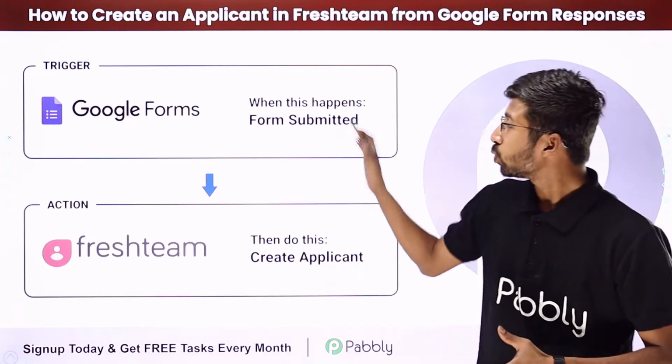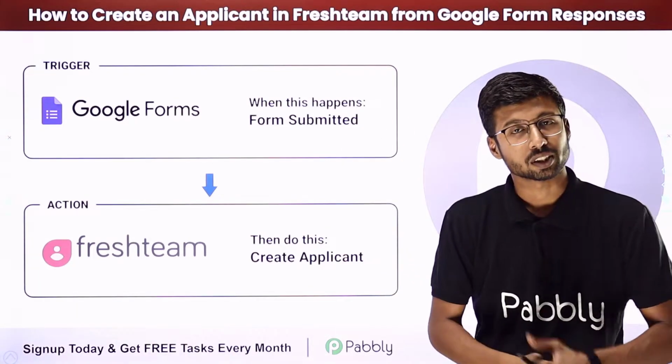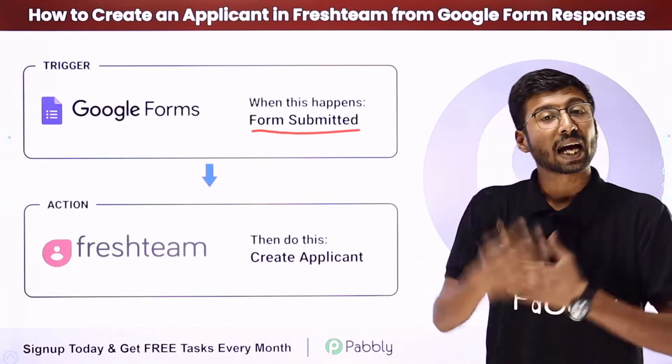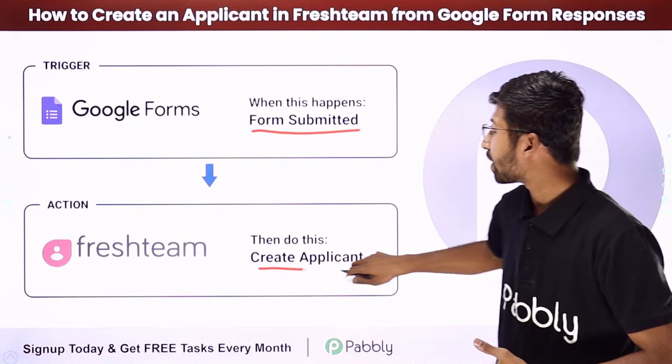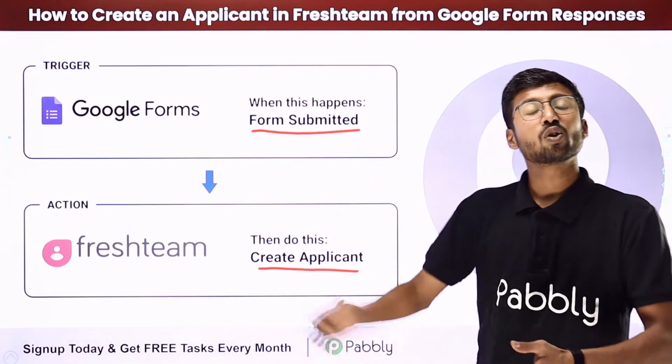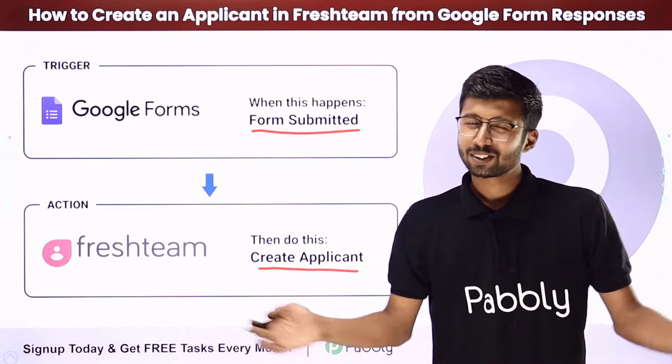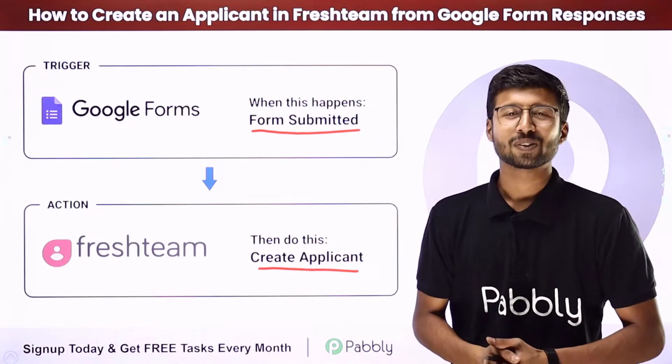So let me tell you, you can completely automate this process. The trigger of this automation will be form submission in Google Form, and the action will be creating a new applicant in Freshteam on the basis of the form submission we get. So guys, how can you set up this automation? To know this, you have to come with me to my screen.